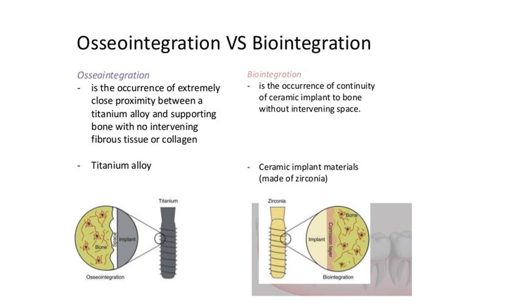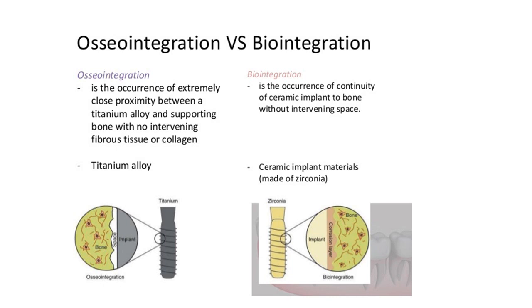Now, just like osseointegration, there is another term called biointegration. Osseointegration, we defined as the structural and functional union between implant surface and bone, or the occurrence of extremely close proximity between a titanium alloy and supporting bone with no intervening fibrous tissue or collagen. And this occurs only in titanium and titanium alloys.